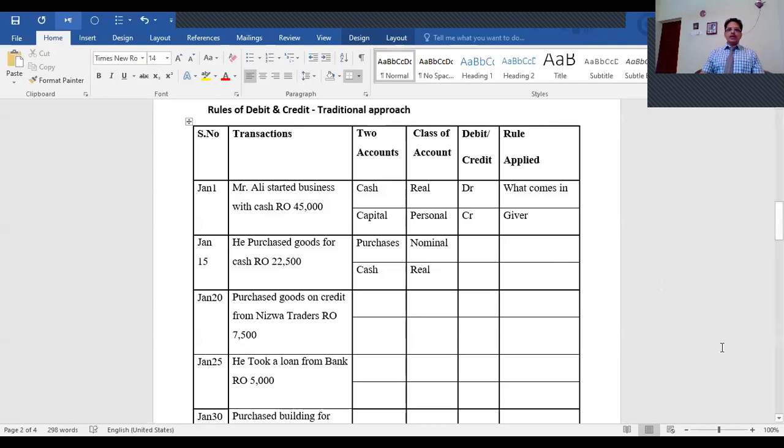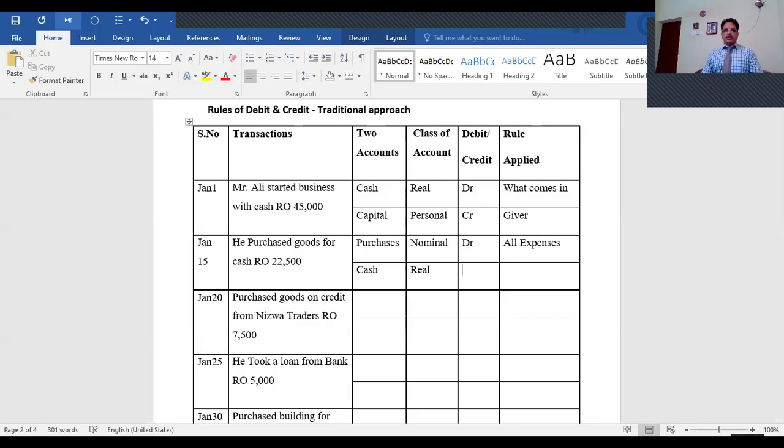Now for the nominal account, what is the rule? Debit all expenses and losses, and credit all incomes and gains. Here purchase is an expense, so debit all expenses and losses. Why is it debited? Because it is an expense. You can write: debit all expenses. Now we'll go to the second one, cash.